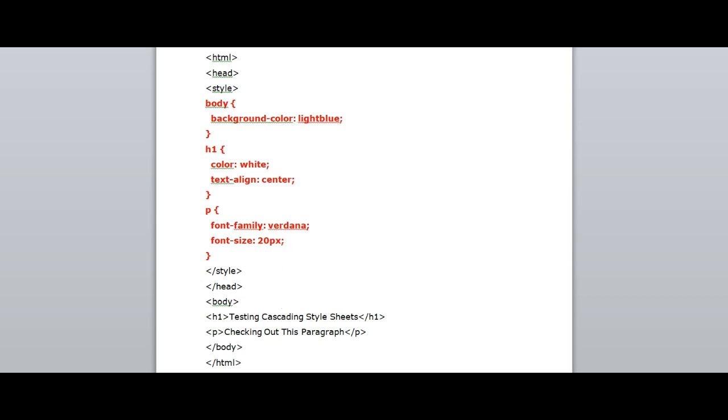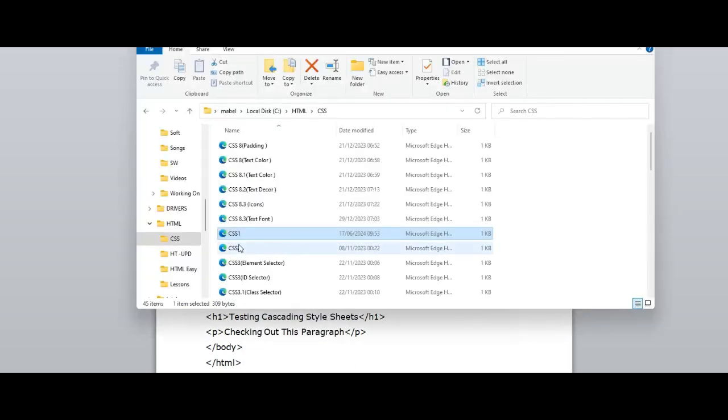Let's go to our lesson here. I have already done it, so let's just view it. I double click this CSS1, double click it. Now look at it here. Testing cascading style sheets. Checking out this paragraph.